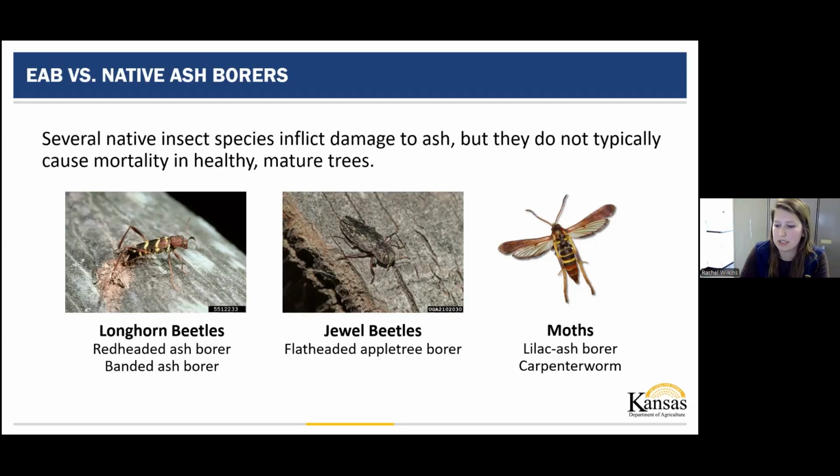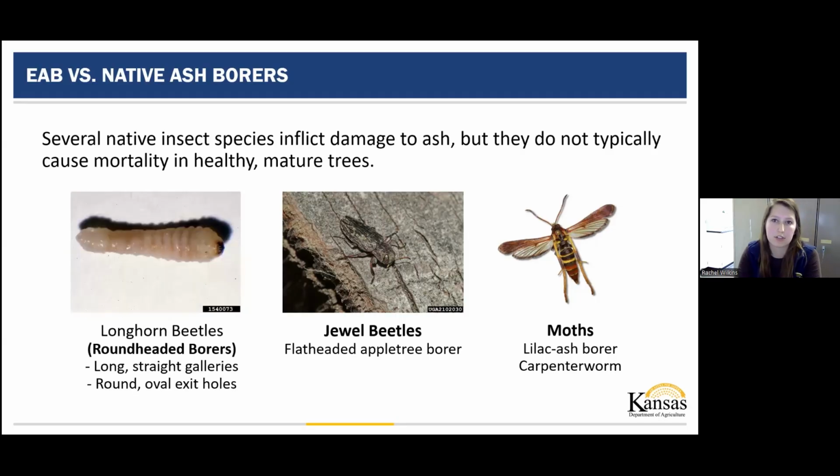And so what do these insects look like as larvae when they're inside the tree feeding? On the left, the longhorn beetles, their larvae are actually called round-headed borers. You can see by their rounded shape, their body segments aren't as distinguished as EAB. But as these larvae are feeding in the tree, they create more long and straight galleries as they move through the tree. And then when the adults emerge, they typically will create a round or sometimes an oval exit hole as they leave the tree.